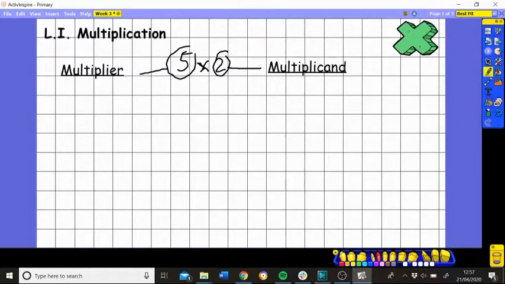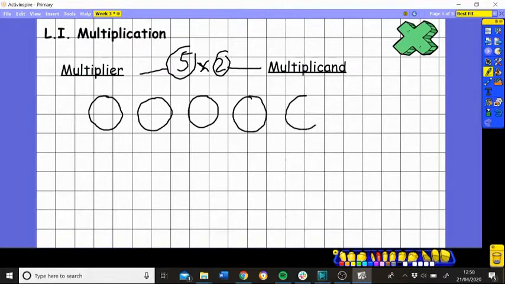through that part. The multiplier means how many groups there are, and the multiplicand is how many are in each group. So multiplier, how many groups; multiplicand, how many are in each group. So for this one, we have 5 groups. And the multiplicand, there are 2 in each group.